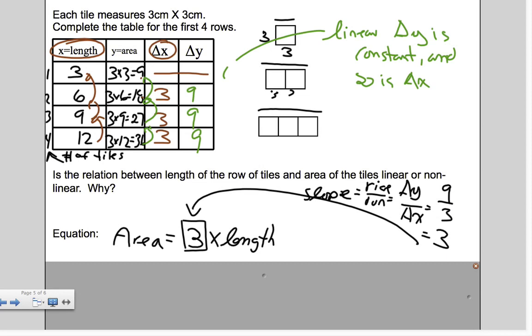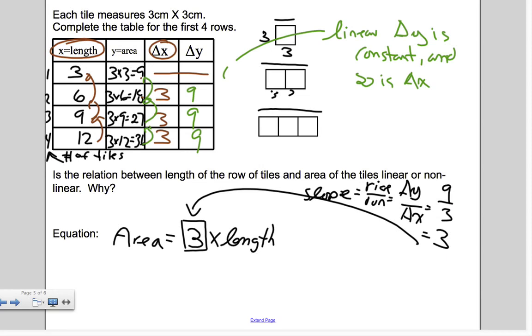What is the value of the area when the length is 0? I didn't put a table up here. What happens if the length is 0? What's the area? 0. That's our what? Y intercept.